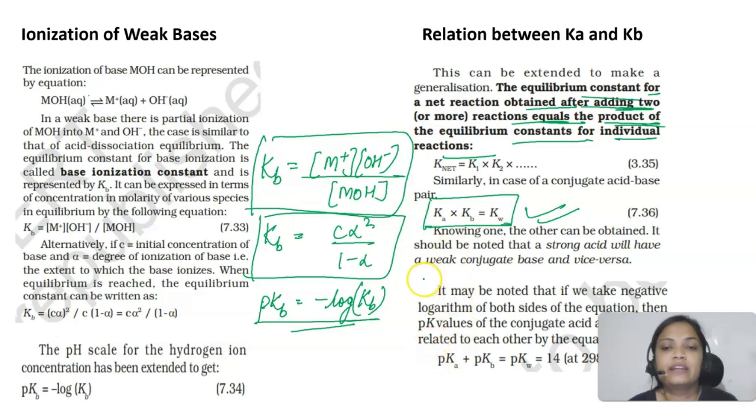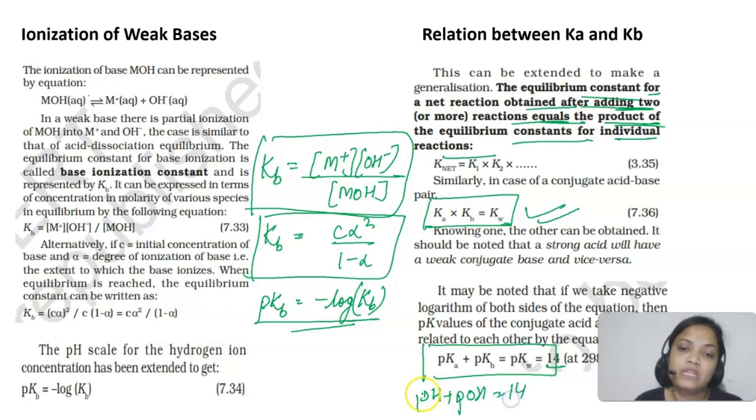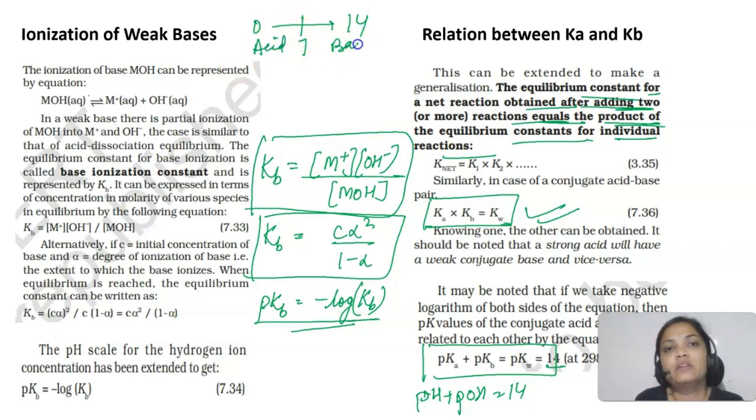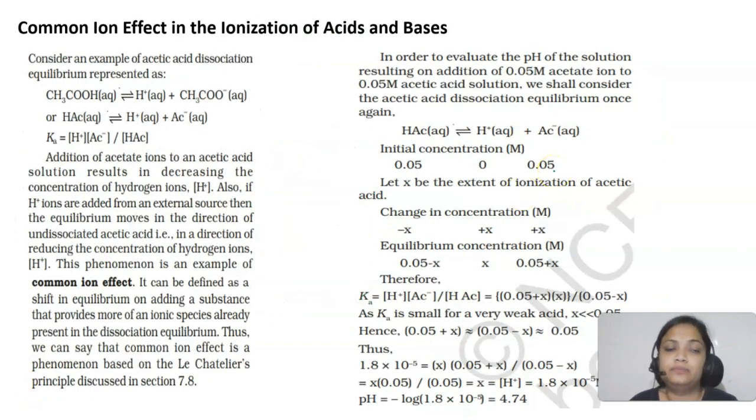And if you take the negative log on both sides, you know pKa plus pKb will be 14. So keep that in mind. pH plus pOH will also be 14, and pKa plus pKb will also be 14. So your pH scale is from 0 to 14 only. Less than 7 are acids, 7 to 14 are bases, and 7 is neutral. So these expressions are important for solving the numericals.